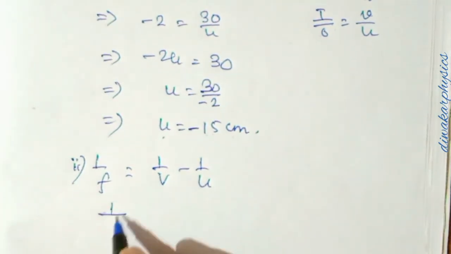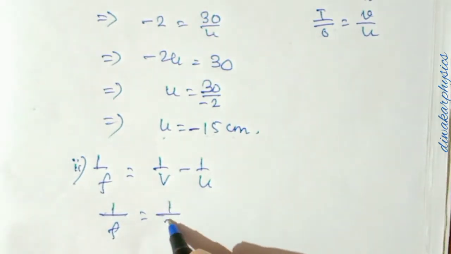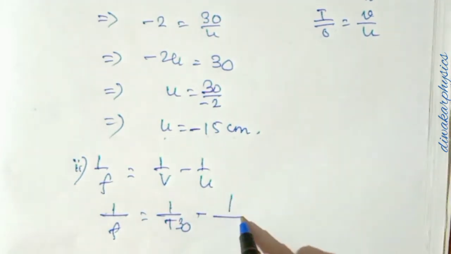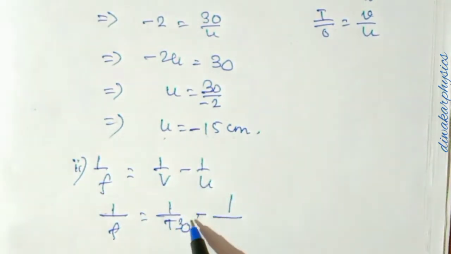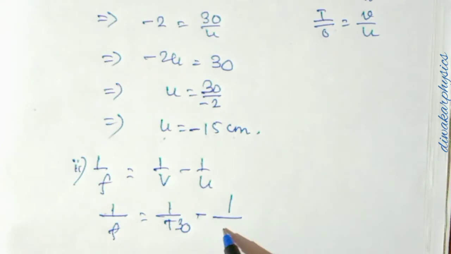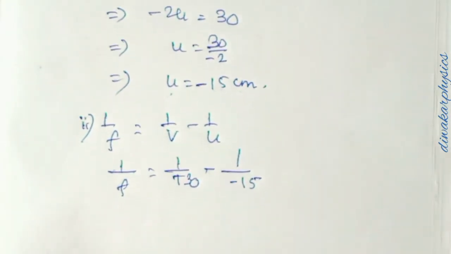So 1 by f, 1 by v. Now what is v? Plus 30. So we already have this, minus 1 by u. Now see this one carefully. This minus is for the formula, and u is minus 15, which we have already got. So you have to take this minus sign here. Don't think that minus is already there, so I will not take this. Then you will be wrong. So you have to use the sign every time.